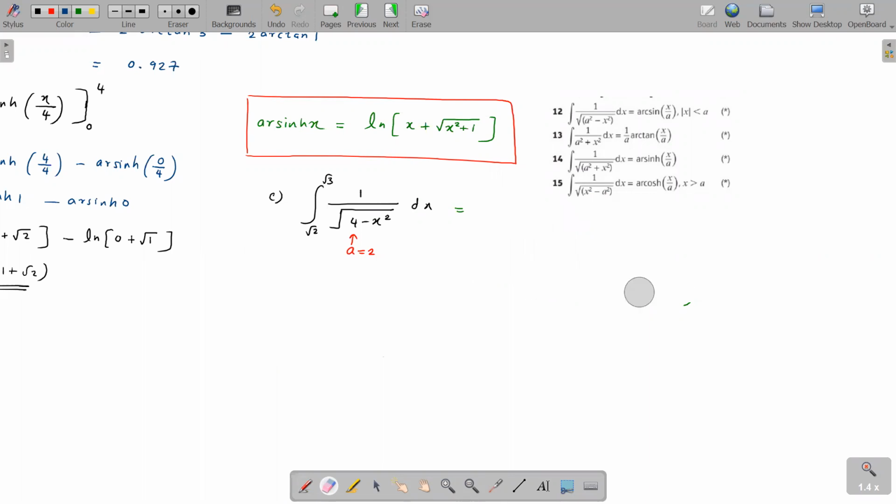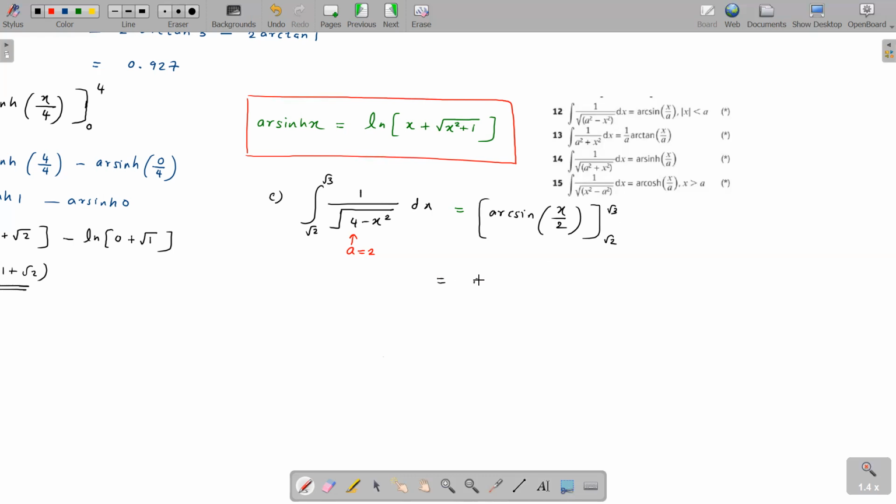Okay, so I used the rules correctly. I have to use root a square minus x square, rule number 12. That gives me arc sine x over a, which is arc sine x over 2. Is that okay now? And our limits are from where? Root 2 to root 3.